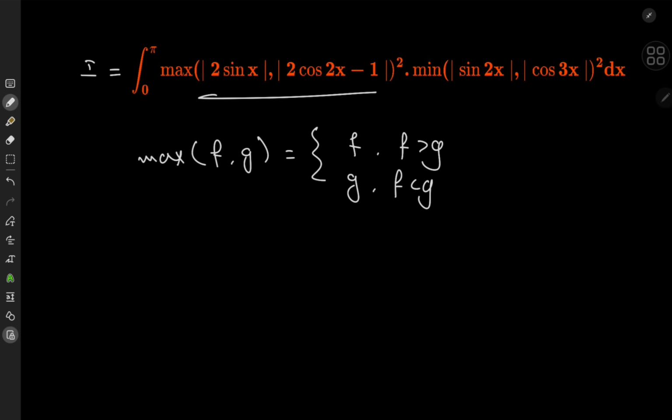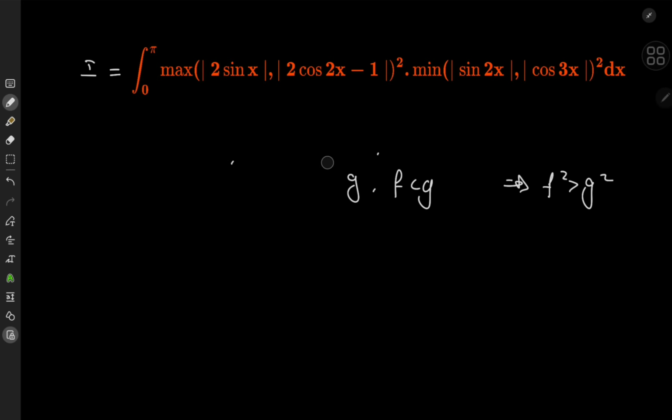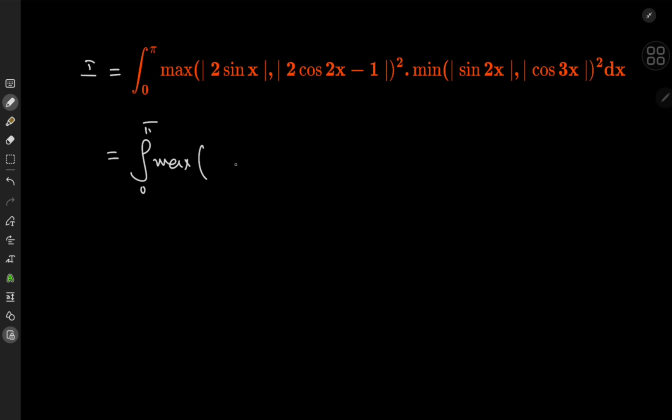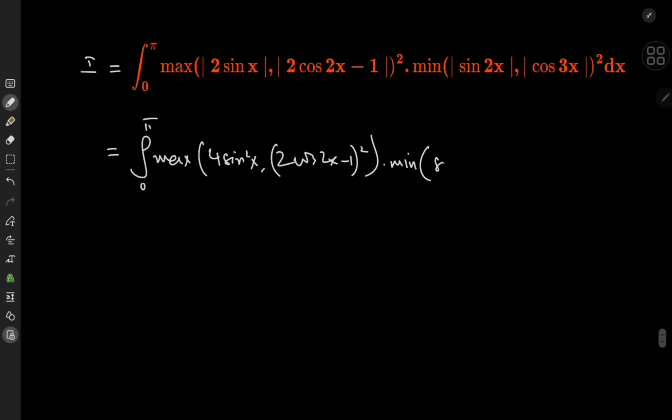We have the max of trig functions in absolute values, and we want to square that, which is cool because f greater than g implies that f squared is going to be greater than g squared. So what I'll do is I'll just distribute the squares, and I can get rid of the absolute values as well. So I have integral 0 to pi max of 4 sine squared x and (2 cosine 2x minus 1) squared times the minimum of sine squared 2x and cosine squared 3x dx.